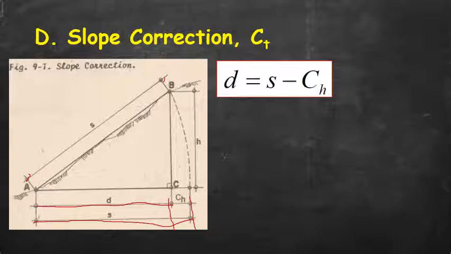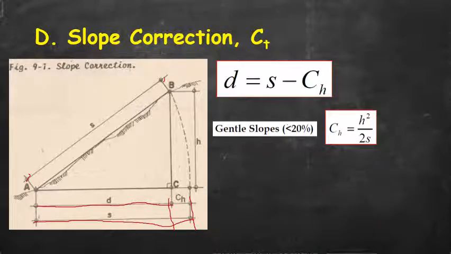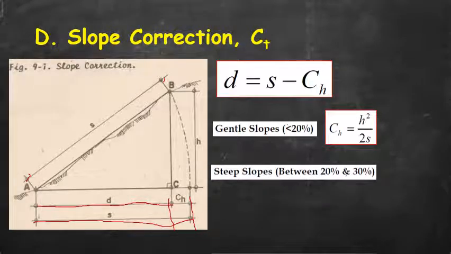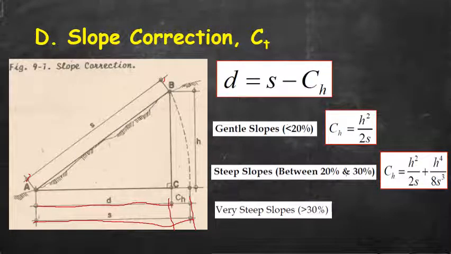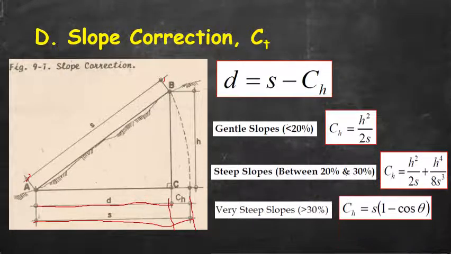For the gentle slope, this formula is applicable lang kay gentle slope. We have here 20% slope, that is a gentle slope. So, C sub H equals to H squared over 2S, yung general formula. How about steep slope na? Between 20% to 30% yung ating slope. Kailangan natin gumamit ng itong formula. H squared over 2S plus H to the 4th power over 8S cubed. For a very steep slope, or greater than 30% yung kanyang inclination, so S equals to 1 minus cosine theta. So we are going to use the trigonometric function.